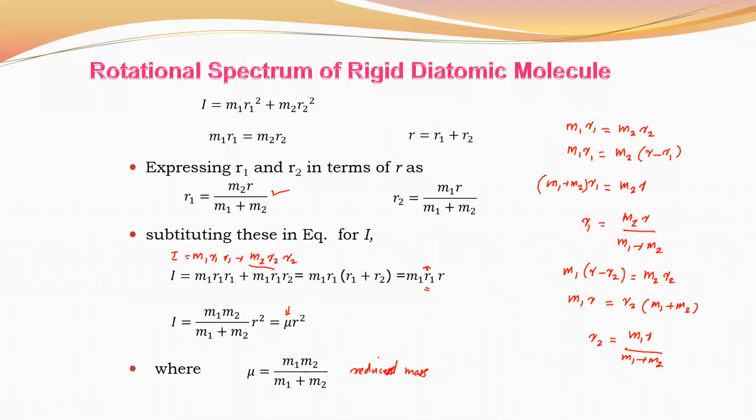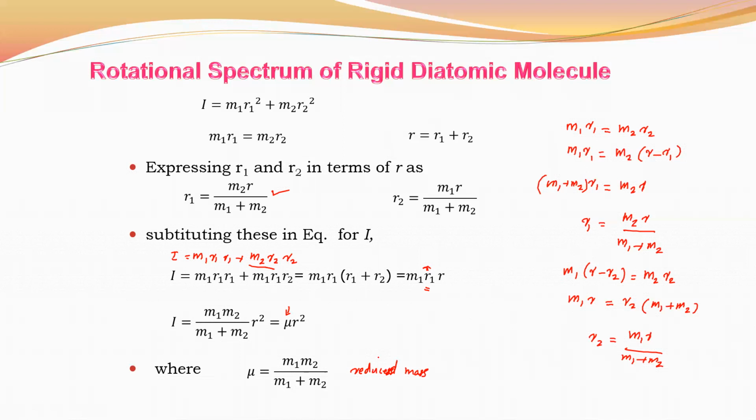So the moment of inertia of the rigid rotor is I is equal to mu R square, where mu is the reduced mass that is given by M1 M2 divided by M1 plus M2, and R is the bond length.